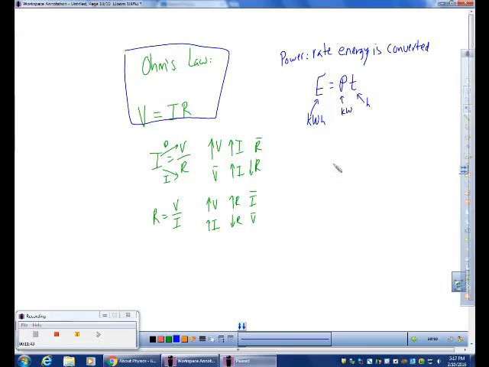The last way that you can measure power relates back to our previous equation, where power can be viewed as current times the voltage.